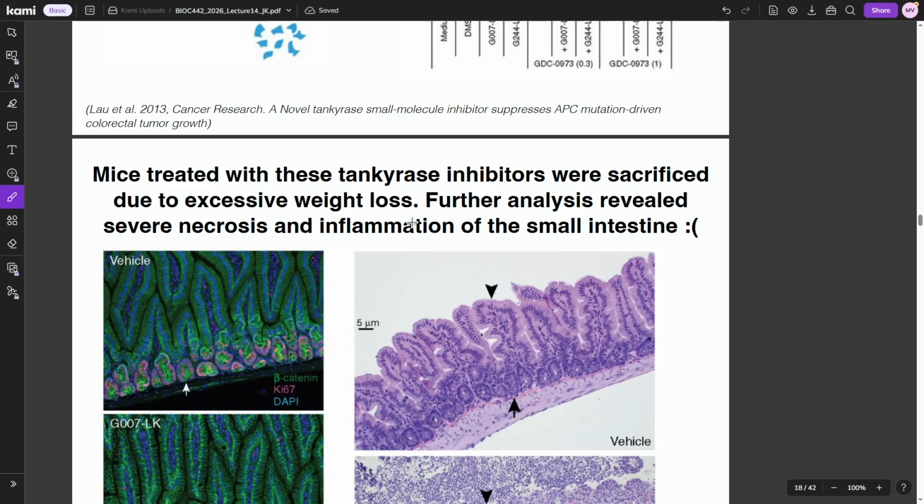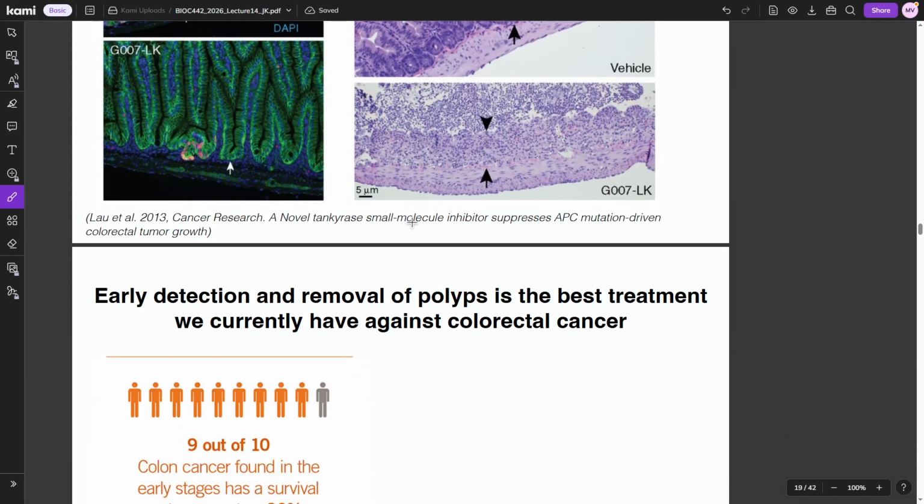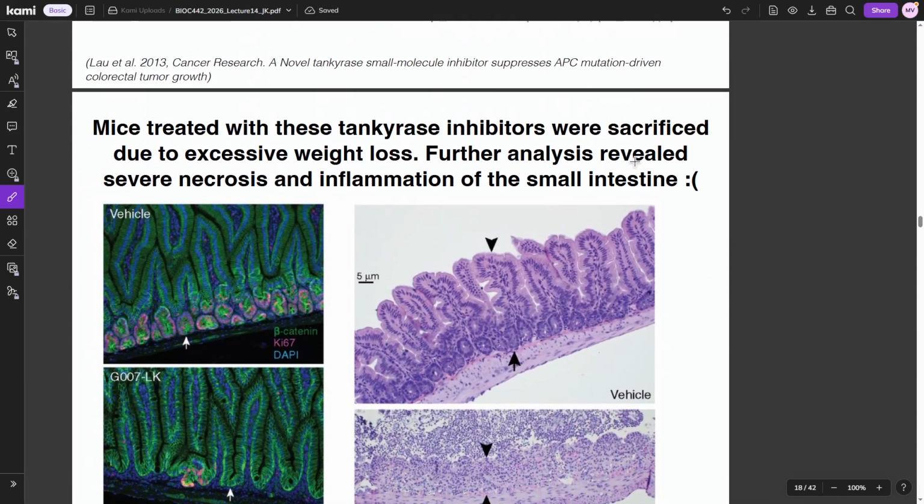The unfortunate thing about this is there are some extra issues that could come from this. Mice treated with these tankyrase inhibitors were unfortunately sacrificed due to excessive weight loss, which is pretty sad, but such is the cost of research, sadly. Further analysis revealed severe necrosis and inflammation of the small intestine.